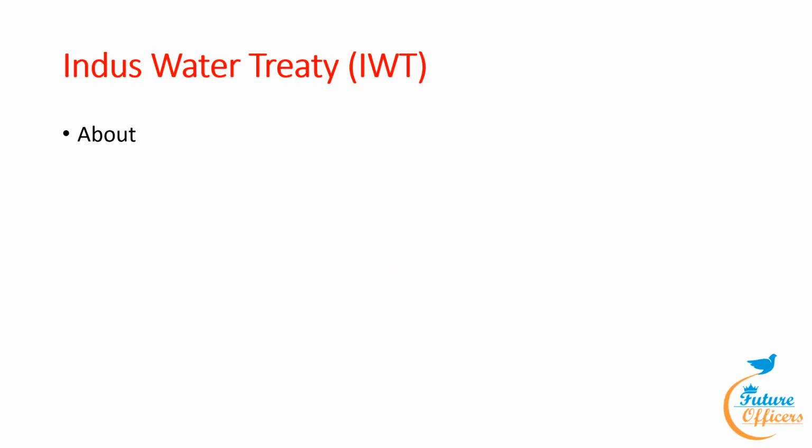Our next topic is about Indus Water Treaty. It is a treaty signed between India and Pakistan, regulating the use and distribution of the Indus River system. It was signed by then Prime Minister Jawaharlal Nehru and former Pakistan President Ayub Khan in 1960. The World Bank is also a signatory to the treaty. The pact sought to divide the water of the Indus River and its tributaries, that is Sutlej, Beas, Ravi, Jhelum, and Chenab, equitably among the two countries.